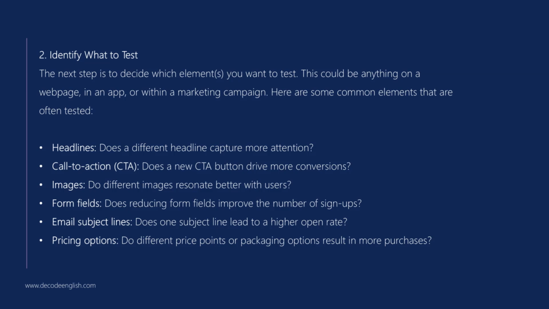Start with testing elements that are most likely to impact your goals. Don't test too many variables at once, as this can make it difficult to determine which change led to the desired result. Key takeaway: choose a specific element to test, focusing on those that are most likely to affect your goal.